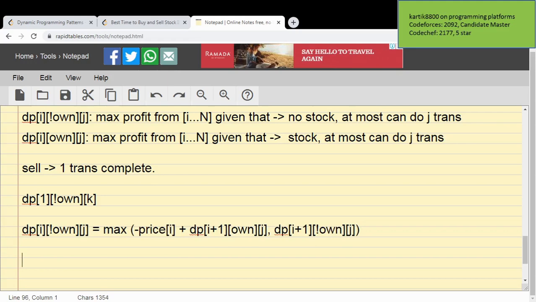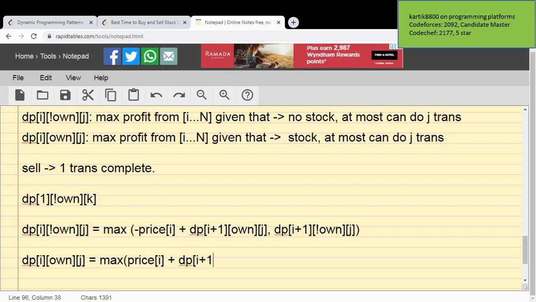The other option is that I can go for DP[i][own][j]. I do own a stock at the ith day and I can do at most j transactions. In that case, again, I have two options. Either I sell the stock I own or I do not sell it. So if I sell the stock I own, I make this much money. Plus, I would like to find out what is the maximum money I can make from day i plus 1 till day n, given that I no longer own a stock because I just sold it. And the number of transactions that I can make is j minus 1 because I just completed one transaction, isn't it? So that's what it means.